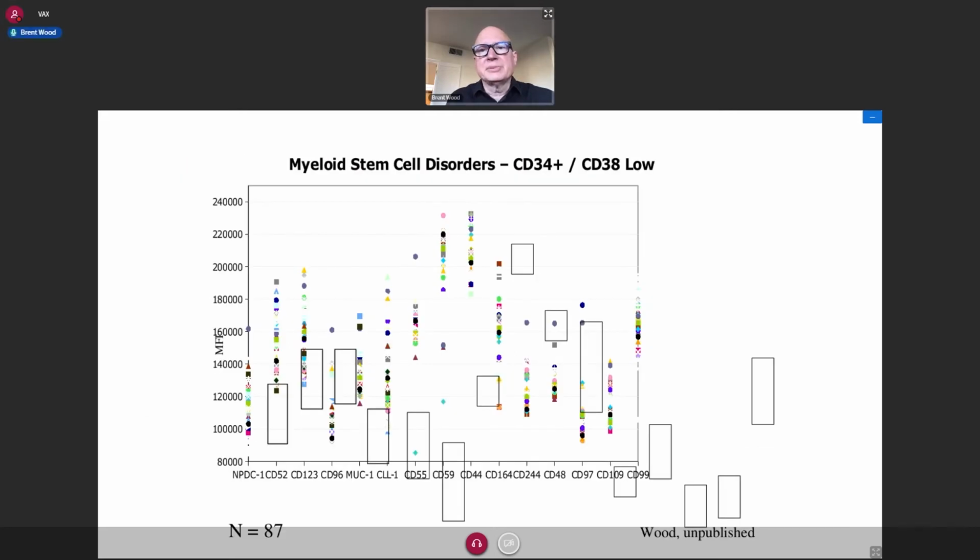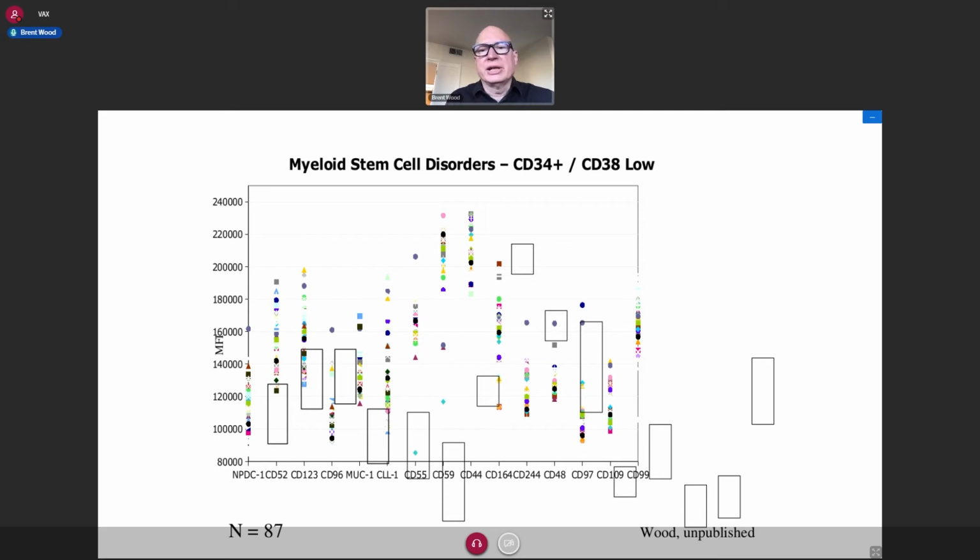In addition to these types of antigens that have been described, there are a variety of other antigens which can also be looked at on stem cells as potential leukemic markers. I apologize, it looks like the boxes here have become dissociated from the actual populations. But we've surveyed these, as have other groups, and you can see a variety of these different types of antigens and their expression patterns on myeloid stem cell neoplasms. And the take-home message is that there is a lot of variability.